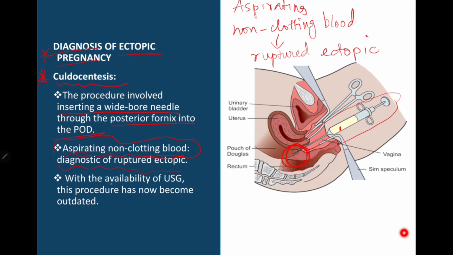Next, with the availability of ultrasound, this procedure has now become outdated. So nowadays culdocentesis is outdated because we have the best one to do, that is ultrasound.